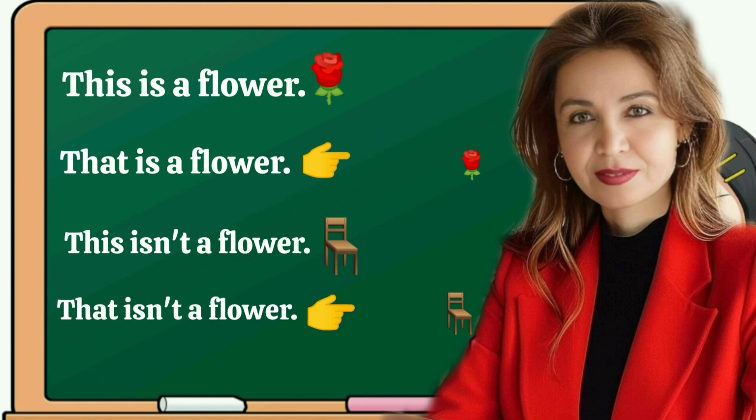So what we have to use is the negative part. This isn't a flower. This isn't a flower because it's a chair. So I have used a negative part. Now, when we are talking about the far thing, we are going to use that. That isn't a flower because it's a singular. So I am using that isn't. Isn't is a contraction form of is not.